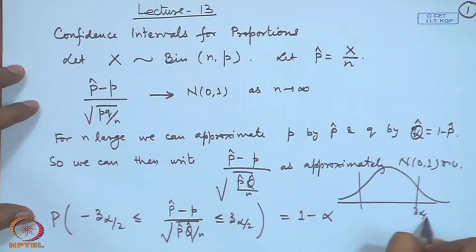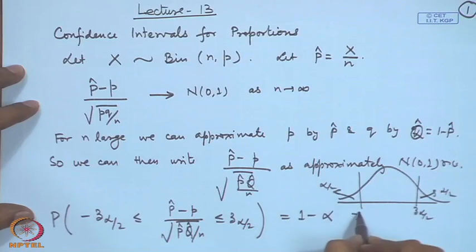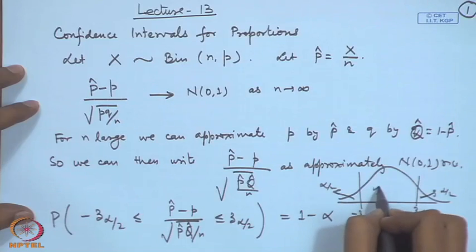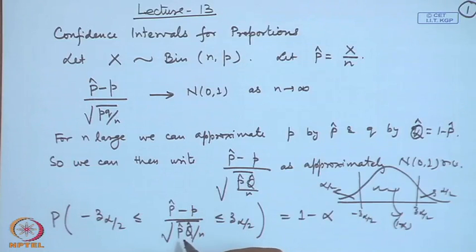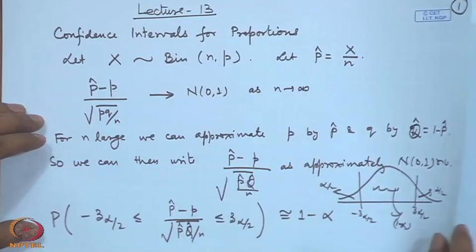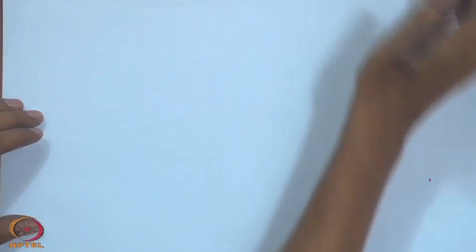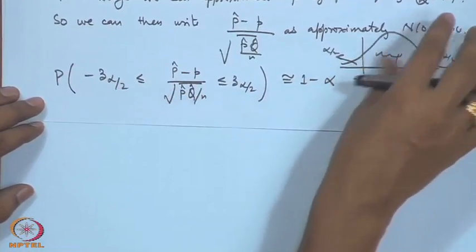This is equal to 1 minus alpha, because we are considering two points on the standard normal curve. This is z alpha by 2, that is, this probability is alpha by 2, and then this is minus z alpha by 2. So, this in-between probability is 1 minus alpha. So, the probability of p hat minus p divided by square root of p hat q hat by n is approximately 1 minus alpha. So, we can construct the confidence interval from here. We can adjust the terms.